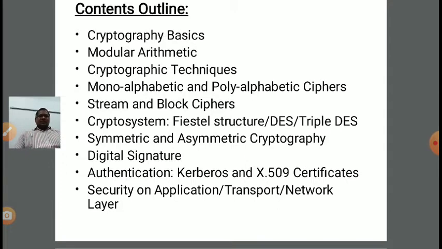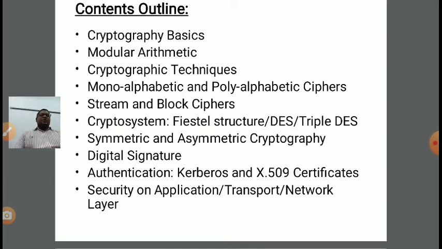cipher. Next we'll focus on monoalphabetic and polyalphabetic ciphers. Basically, when we apply a cryptographic algorithm on a message, it will convert into a different message that is known as cipher. There are various types of ciphers. Monoalphabetic cipher is there, polyalphabetic cipher is there, then we will learn stream and block ciphers.